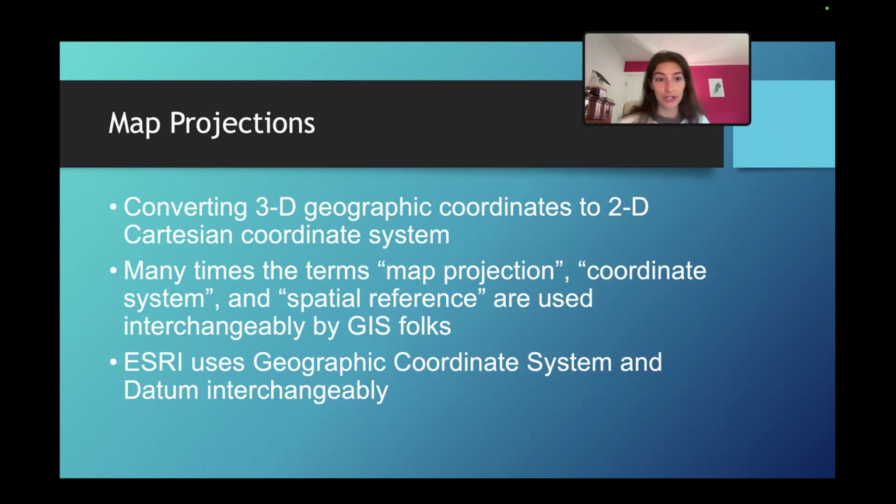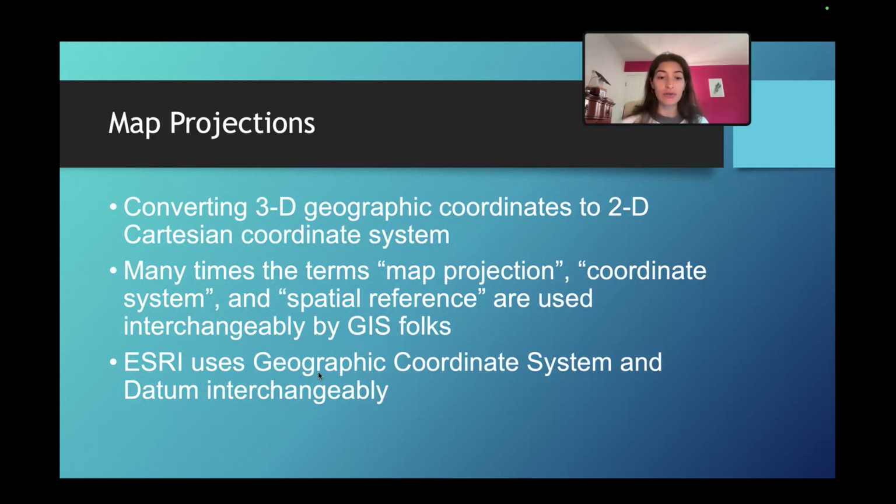So going over to map projections now, converting 3D geographic coordinates to 2D Cartesian coordinate systems is the bread and butter. It is exactly what a projection is aimed to do. We go from the three-dimensional to the two-dimensional, and we try to represent it as best as possible. A lot of the times you're going to hear map projection, coordinate system, and spatial reference used interchangeably. This is similar to when we were talking about objects and entities and how, although they mean separate things, they're spoken about in the same way. So don't let that trip you up.